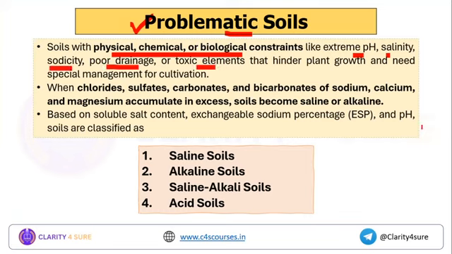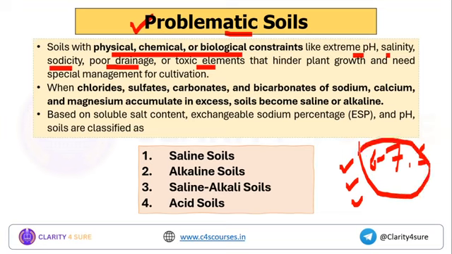We call soil a healthy soil when it has an optimum pH range, that is 6 to 7.5, when the salinity is under control, less than 2 decisiemens per meter, and when there is proper drainage and proper infiltration of water. But when there are deviations from these important parameters, that is extreme pH, salinity, sodicity, poor drainage, and the presence of toxic elements, then we call it a problematic soil. It is going to create problems for plant growth and cultivation.